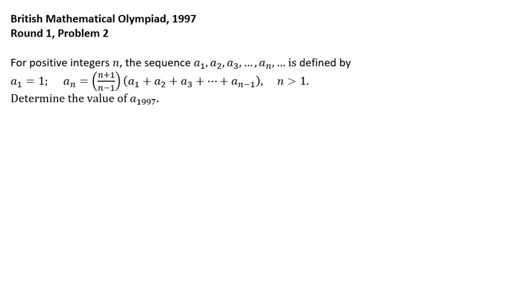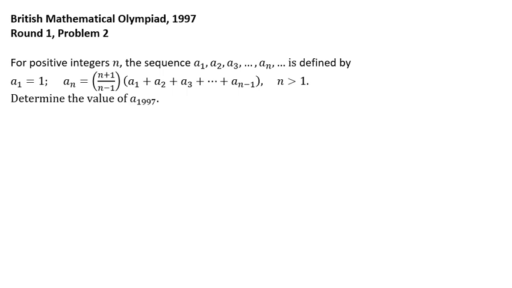Today's problem is taken from the British Mathematical Olympiad 1997. For positive integers n, the sequence a_1, a_2, a_3, up to a_n is defined by a_1 = 1, and a_n = (n+1)/(n-1) times the sum a_1 + a_2 + a_3 up to a_(n-1), for n greater than 1. Determine the value of a_1997.